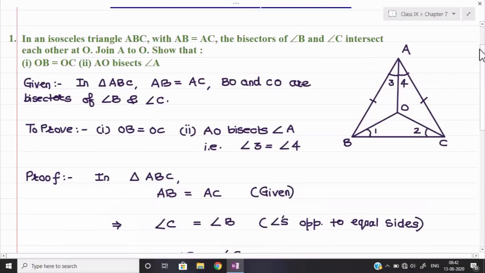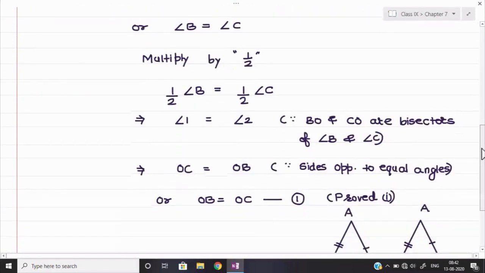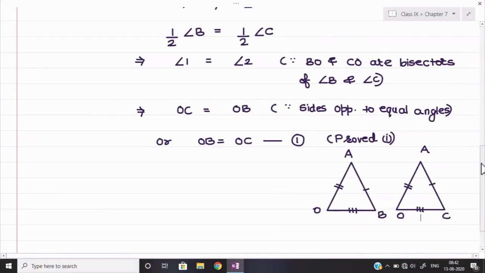BAO, and angle 4 is CAO. Look at the angle BAO. Yes, BAO is coming here. This is my angle 4, and CAO, this is my angle number 4. Are they corresponding? Yes. And we know that if triangles are congruent, their corresponding parts will be equal. So angle 3 and angle 4 will be equal with the help of CPCT, and hence we can say that the second part will also get over.